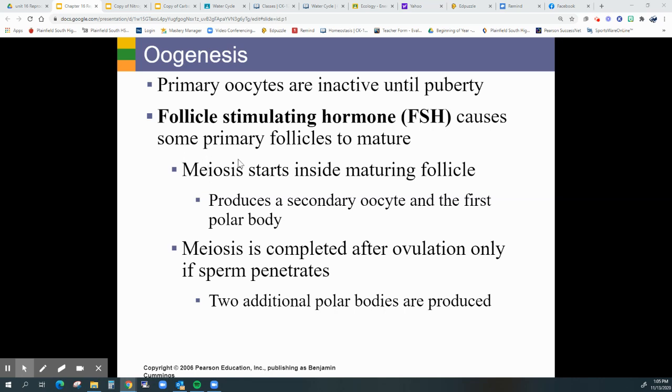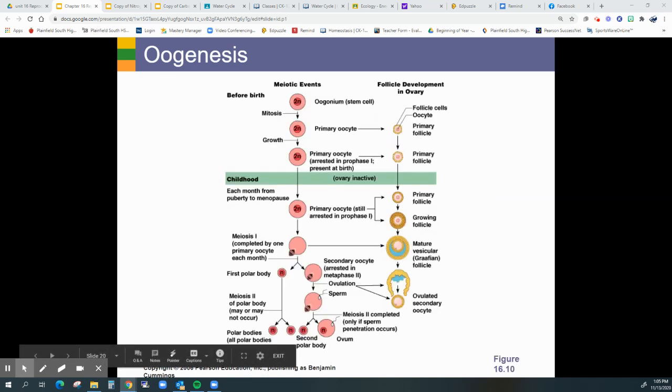All right, and then the rest of the process happens through meiosis, because remember we want to produce those types of cells with half the number of chromosomes here. Meiosis is actually completed after ovulation, only if fertilization takes place. So meiosis 1 will happen, then the egg gets released in ovulation, but meiosis 2 won't take place until after fertilization. This diagram just shows that basic process, but you won't see too many questions about that on the assessment.